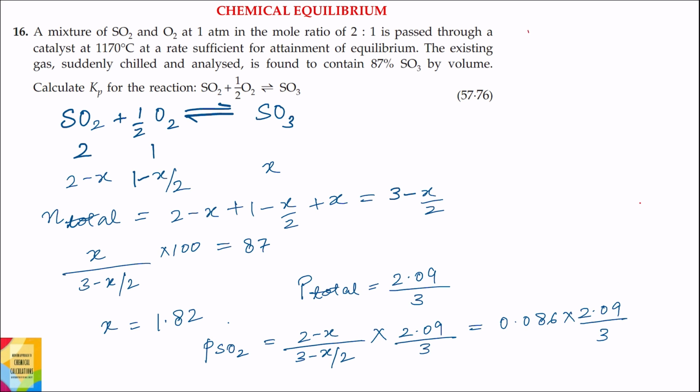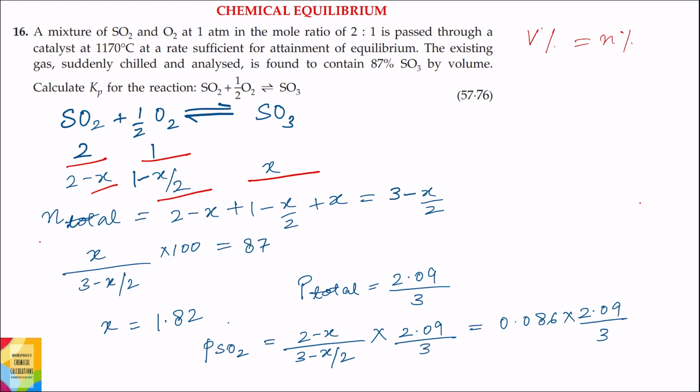Now first of all, volume percent is also equal to mole percent. Now initially 2 moles of SO2 and 1 mole of O2 is present. According to the balanced equation, 1 mole of SO2 reacts with half mole of O2 to form 1 mole of SO3. So if X moles of SO2 reacts, then X moles of SO2 will react with X by 2 moles of O2 to form X moles of sulfur trioxide.